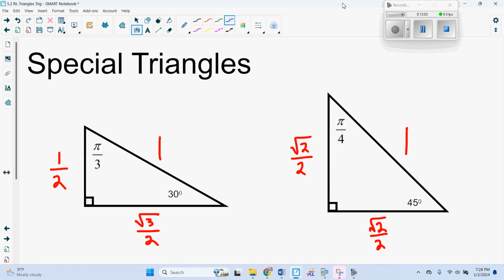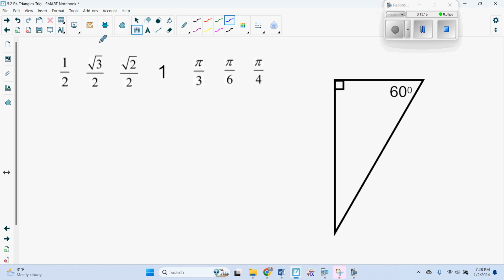If you wrote those down in your notes, we want to think about how we could use those to answer the next couple questions. Think about this 60-degree triangle. Think about what angles and what sides, I've given you all the possible options here, to fill this triangle out. I'm going to pause for about 30 seconds and let you try that to find all the sides and all the angles, and then we'll come back and talk about it.